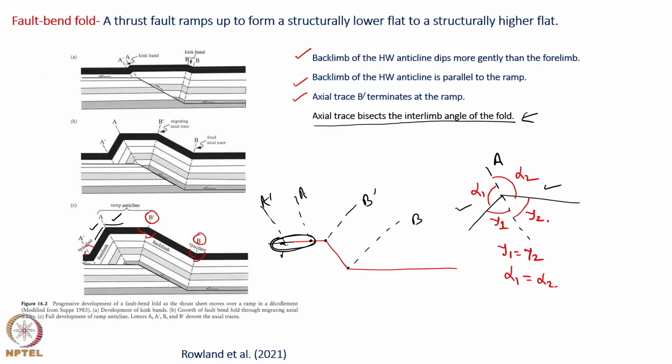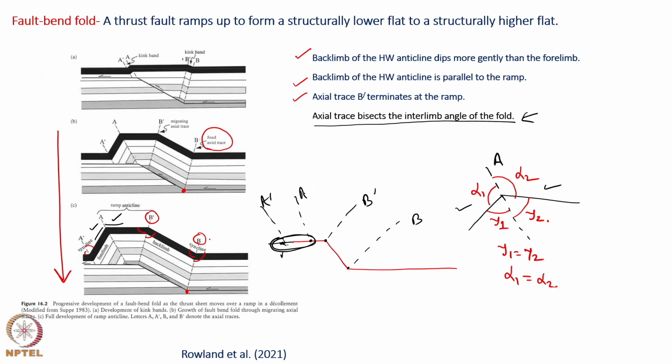Now, if we look at the progressive evolution of the fault bend fold, not all the axial traces are fixed, not all the axial traces are migrating. This one is the fixed axial trace. You can see B and B, in the intermediate phase and also in the advanced phase, passes through the contact between the ramp and flat.